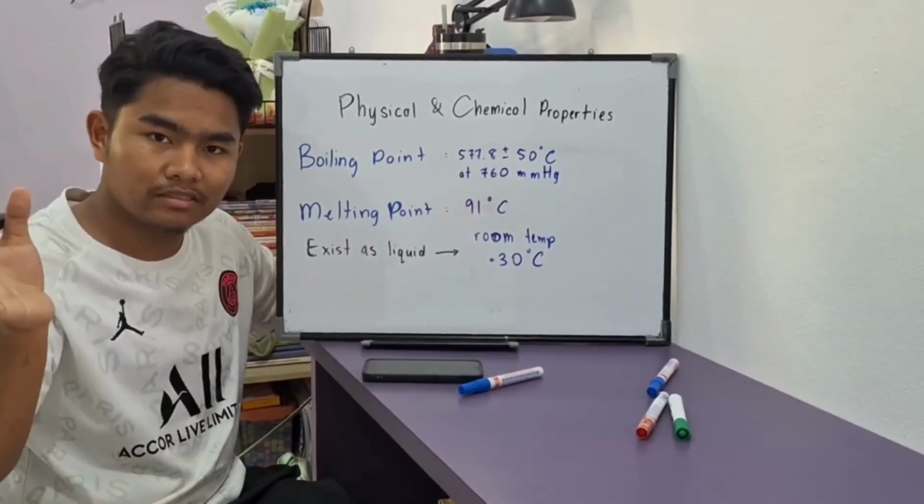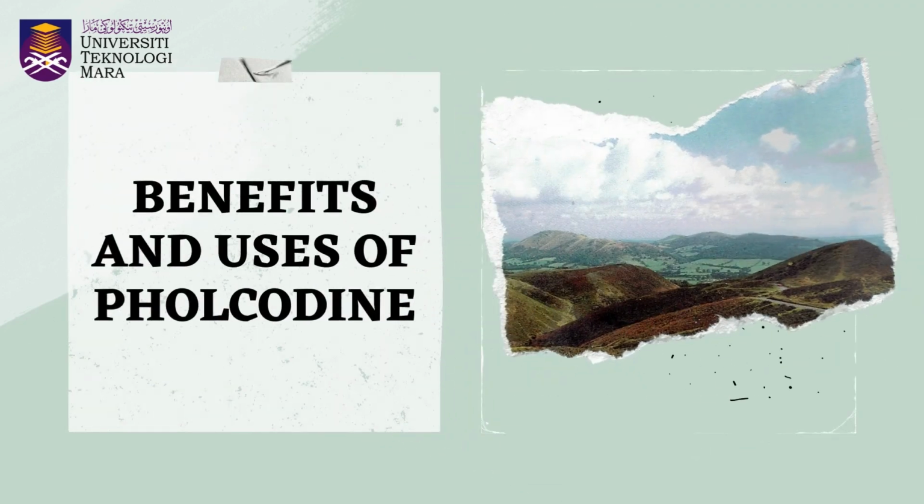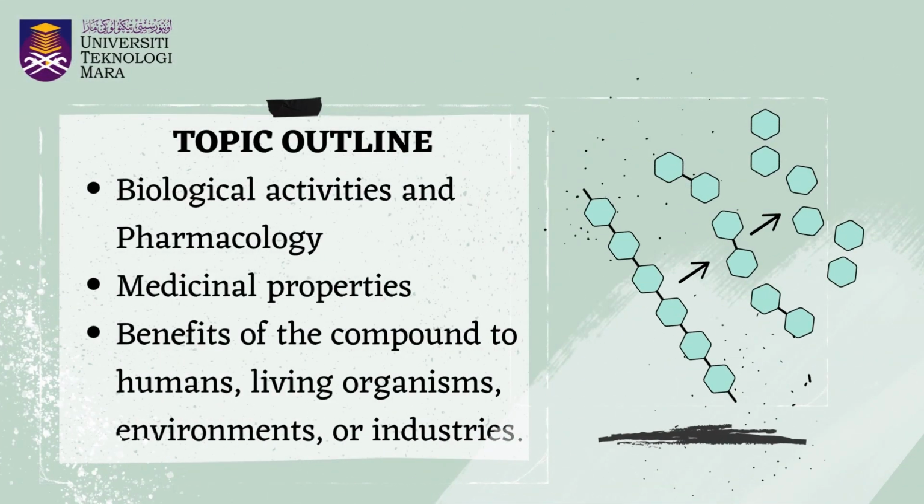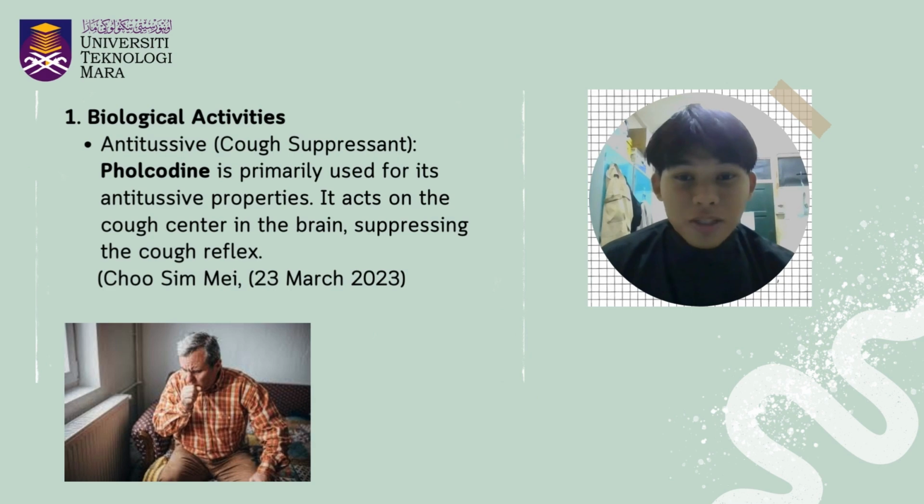That's all from me. Last but not least, there are benefits and uses of pholcodine that you need to know. There are several topics outlined: first, biological activities and pharmacology; second, medicinal properties; and lastly, the benefits of the compound to humans, living organisms, environments, or industries. For the first one, biological activities: antitussive cough suppressants work when the cough center in the brain, the medulla, suppresses the cough reflex. It helps us to calm down our coughing.